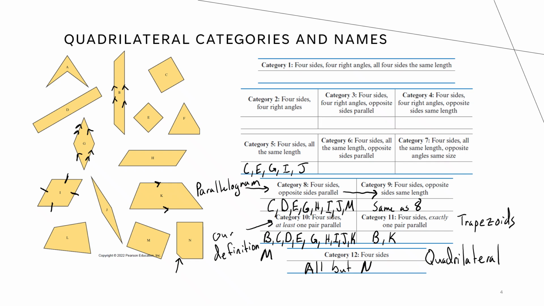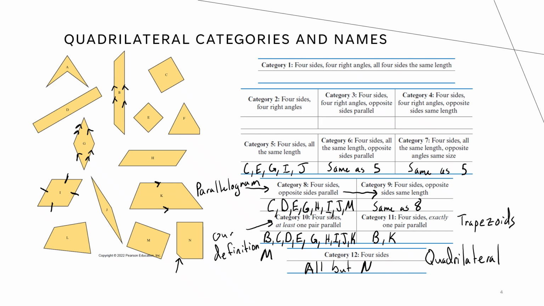Now, if we say all four sides are the same length, but they also need opposite sides parallel, hey, we get the same thing as 5. If we say four sides all the same length, opposite sides parallel, opposite angles the same size, hey, that's the same as 5. Later on in the course, we may show why this is the case, but for right now, we can just observe that it ends up being the case.